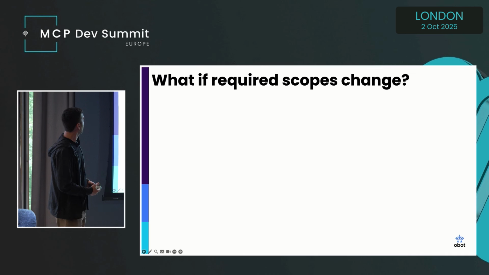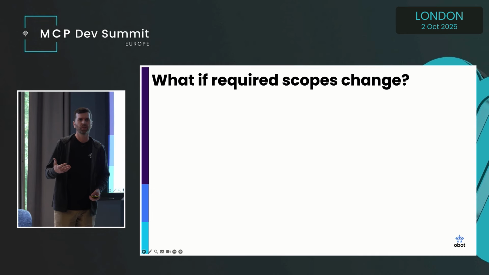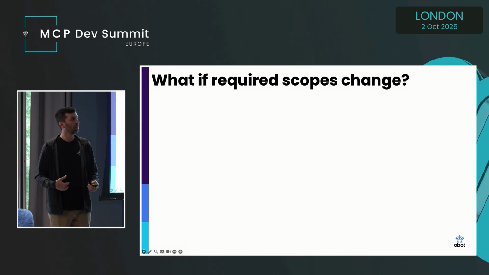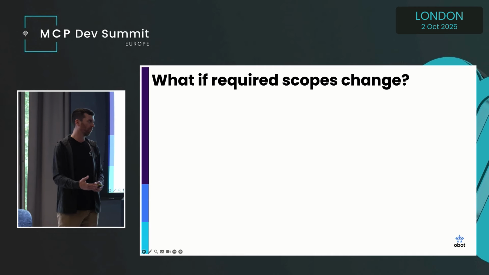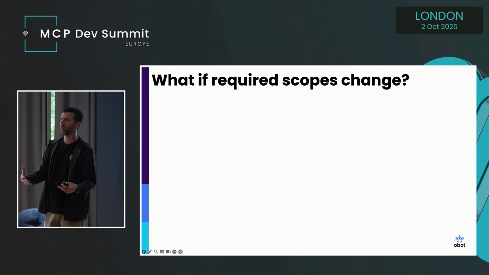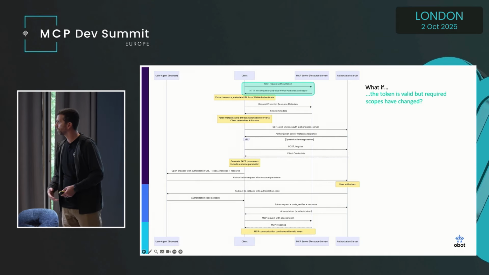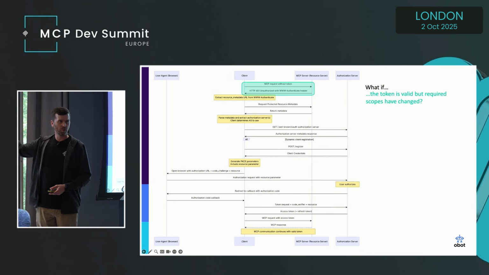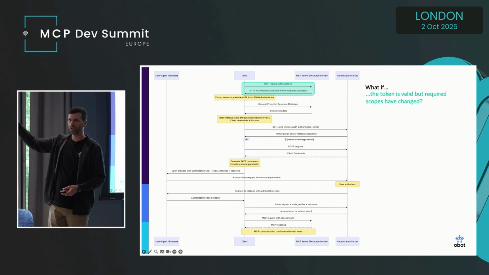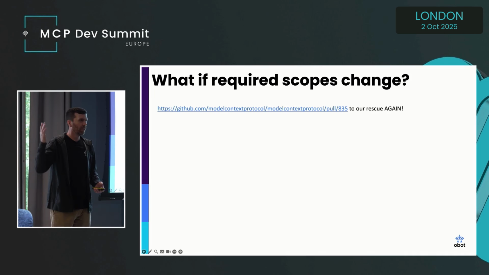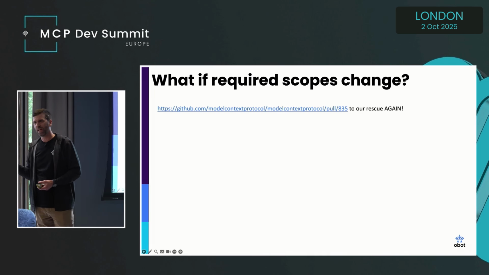But the next question comes in: what if the scopes change? What if I've improved my MCP server and now instead of just reading, I can also write? Or instead of working with only repositories, now I can work with issues. I've expanded the scopes that I need to work with. What if those change? So going back to this picture that we had before, what happens if these scopes change in this request? Still not handled, but this SEP does handle it for us.